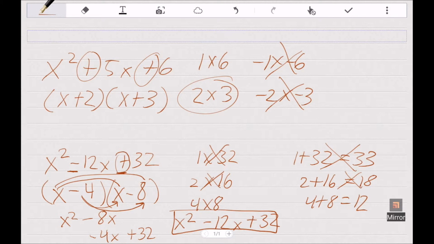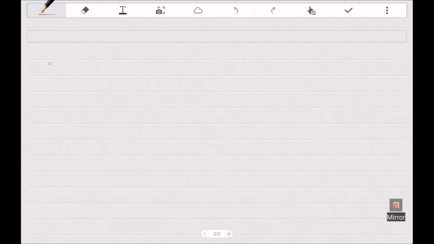Then from this step you would set them both equal to 0 and then solve. Here the important thing was to see how our signs work. Let's look at another example. Let's try x squared minus 5x minus 14. So here we have a negative, which we haven't seen before. So let's figure out what we can do.